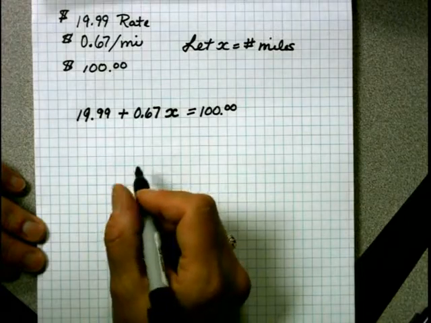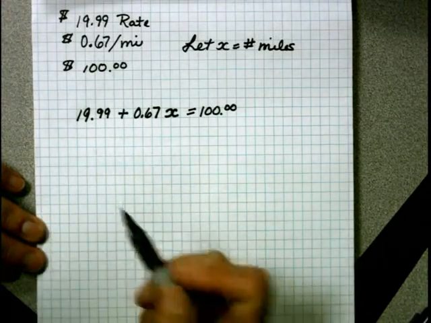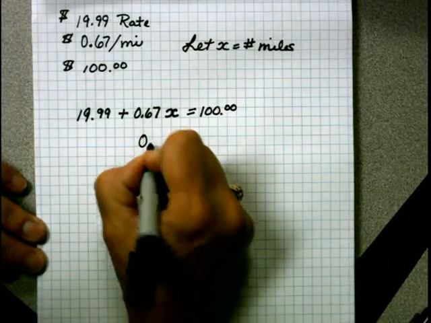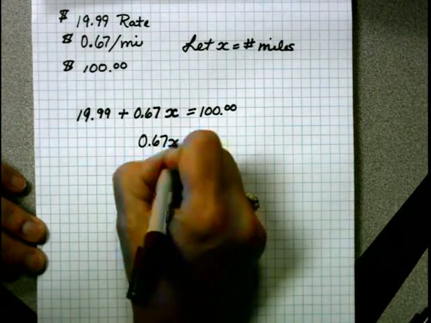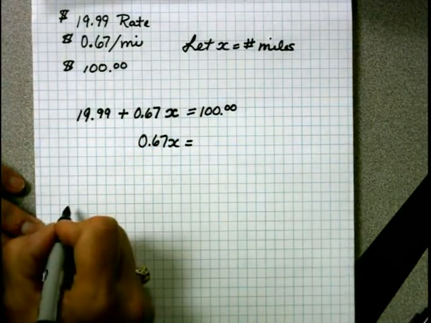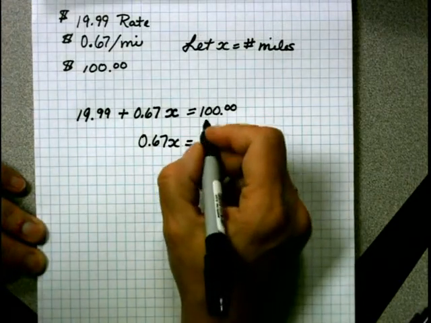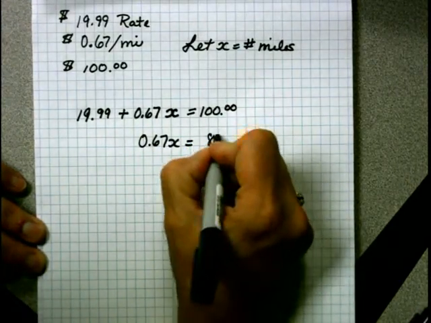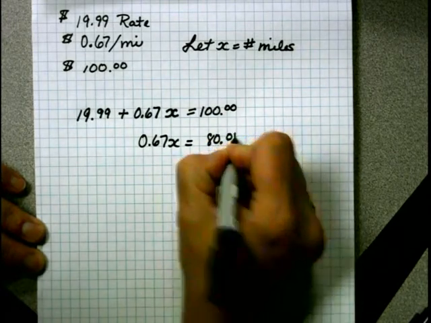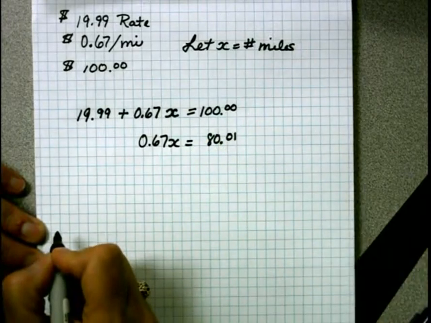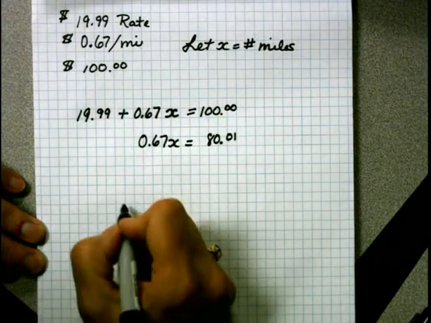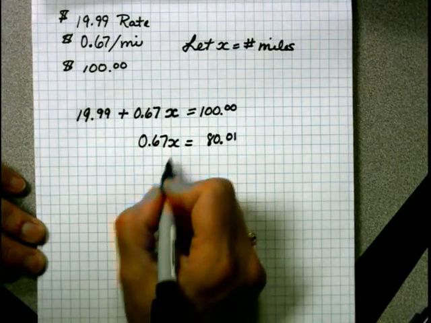The first thing we're going to do is get rid of the $19.99 by subtracting it from both sides. So $19.99 from $100 is going to give me $80.01. Simply subtracted. And now we're going to solve for X.